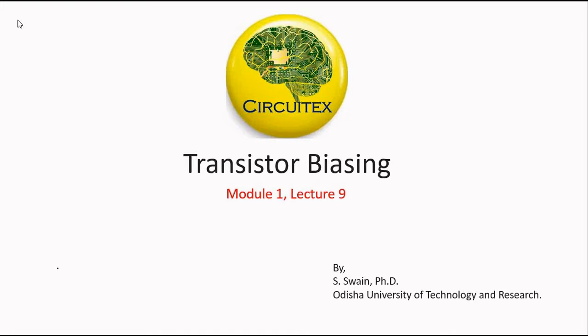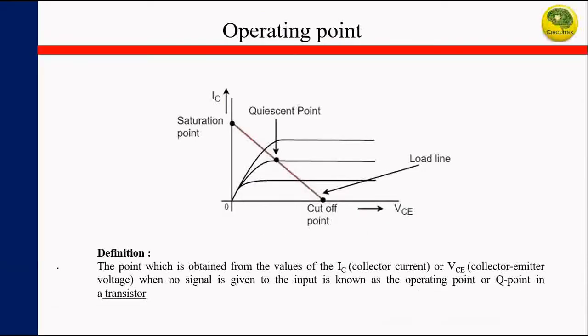As we have discussed transistor biasing in the previous class in lecture 8, today we'll be going more into the details. So moving on to the first topic, that is the operating point. So what is the operating point? By definition, it is obtained from the values of IC or VCE voltages when no signal is given to the input.